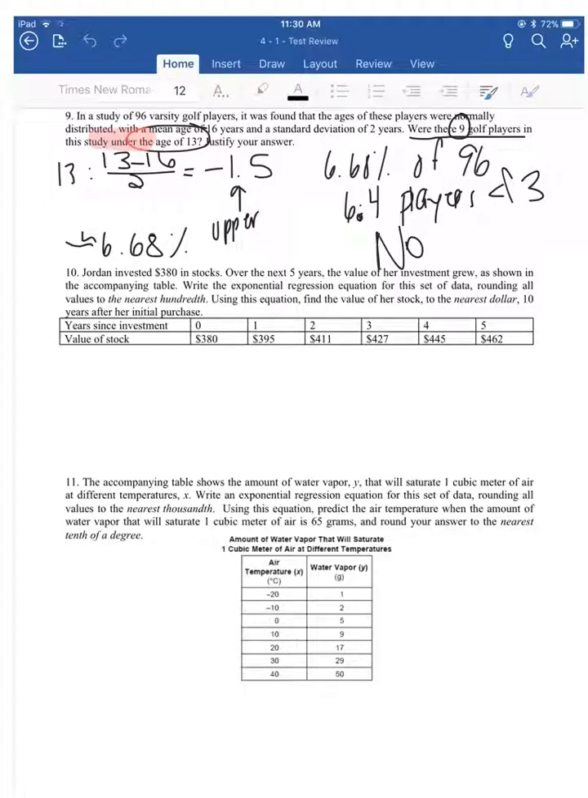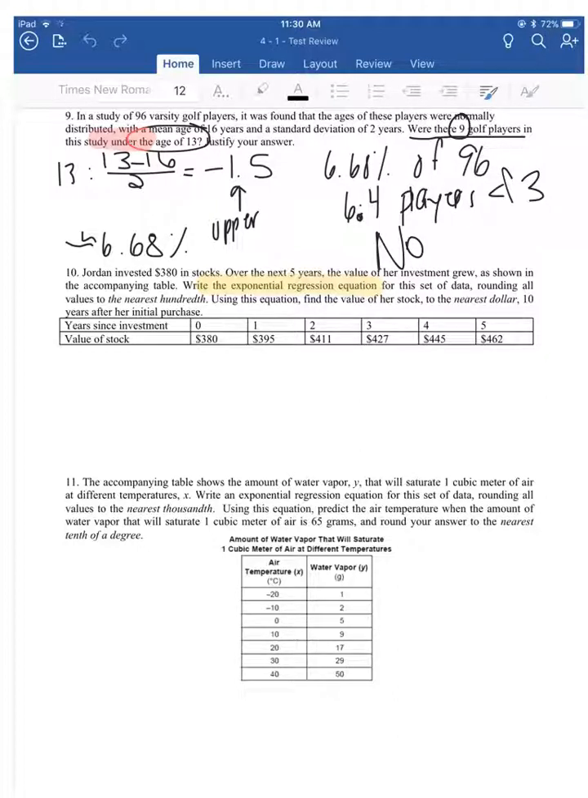Okay, so this next question, number 10, talks about our regression equation. Write the exponential regression equation for this data set. He invested $380 in stocks over the next 5 years. The investment grew as shown in the table. So here I have to plug everything into my calculator. So remember, your diagnostics have to be on for this. So if you have to go through your catalog to turn it on, do that now.